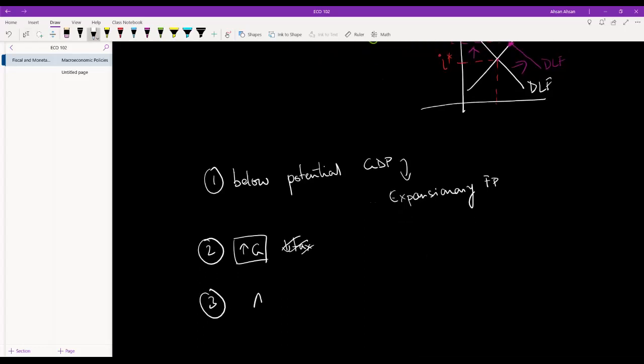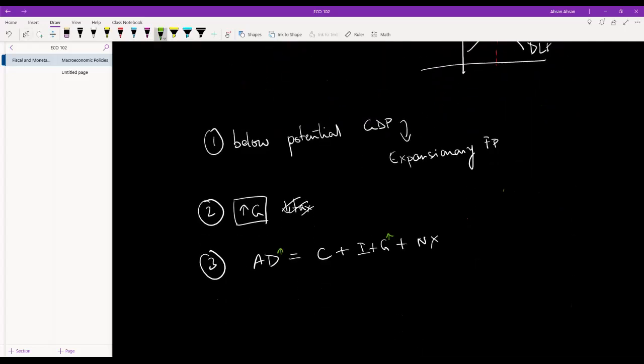What we know is that the aggregate demand equation is C plus I plus G plus NX. Now, when the government increases G, aggregate demand increases. When aggregate demand increases, we know a very simple diagram. We have AD here, we have AS here. When aggregate demand increases, what we know is that output has increased. This is good. The first step is good.